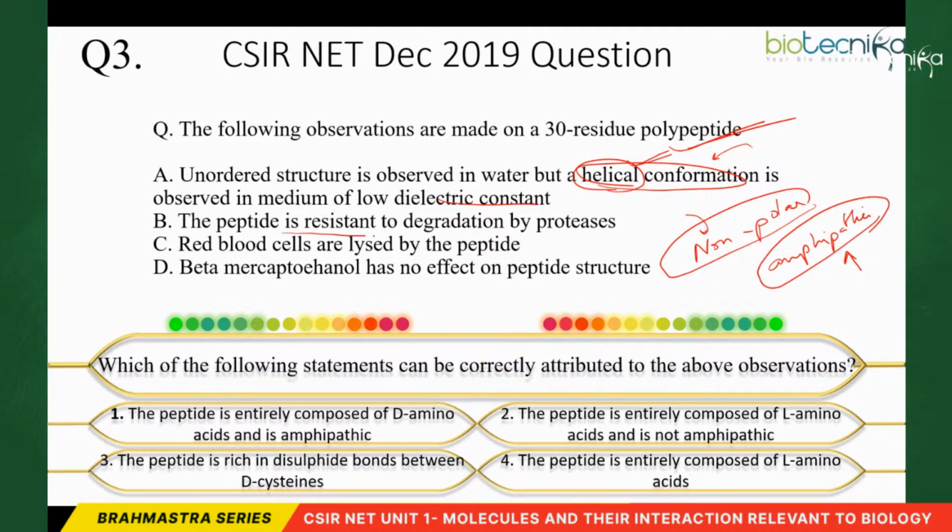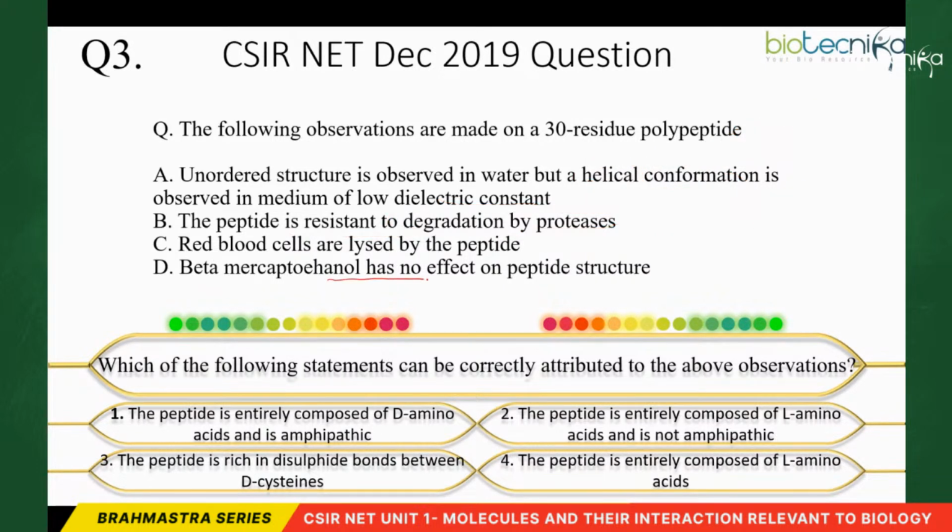But it is said the peptide is resistant to degradation by protease. Now here, generally your L amino acids would be sensitive to the proteases, because all the enzymes work on L amino acids as present in the cell generally and normally. So if they are resistant, their orientation should be something different. And the biggest thing is that beta mercaptoethanol has no effect on the peptide structure.